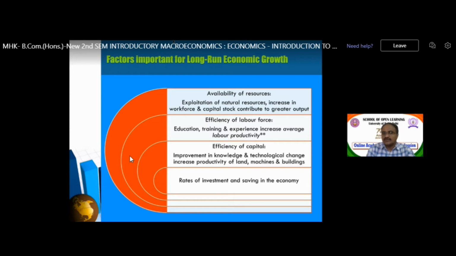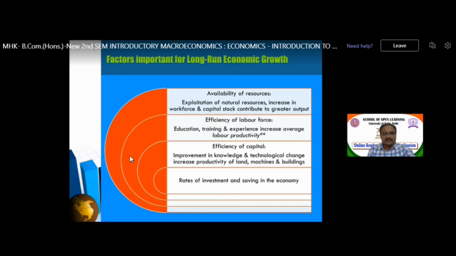More labor productivity, particularly working force participation, will lead to greater output and a greater economic growth rate. And next, efficiency of the capital. Capital in terms of improvement in knowledge, technological change, and increase in productivity of land, machines, buildings, and so on. Right? So here we are discussing that.